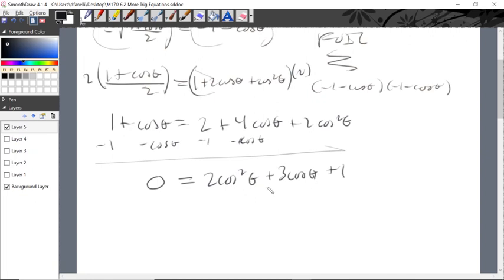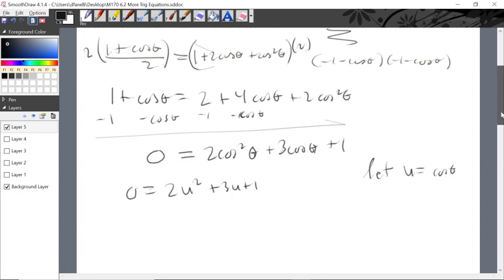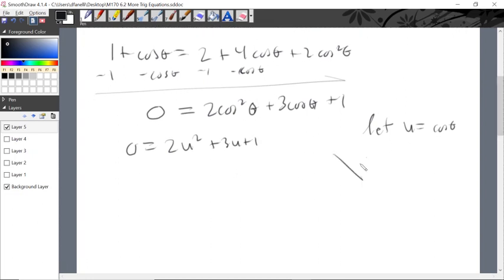So now I'm going to go ahead and factor this quadratic. And I think first I'm going to make a substitution. I'm going to let u equal the cosine of theta, and then we can rewrite the equation as 0 equals 2u squared plus 3u plus 1. And that'll make it a little easier maybe to factor it. Results will be the same whether we did the substitution or not.